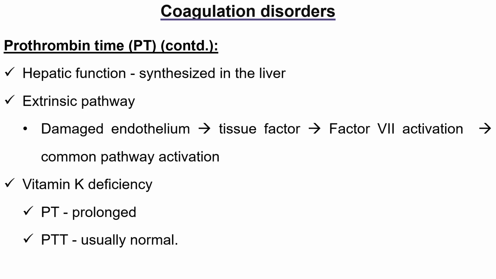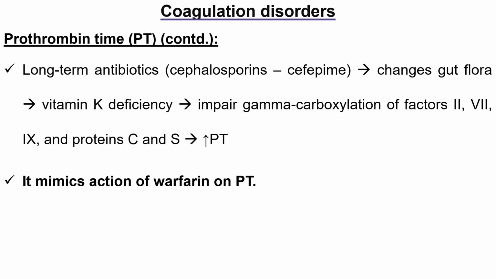Vitamin K deficiency leads to increased prothrombin time, whereas APTT or partial thromboplastin time is usually normal in vitamin K deficiency. A common scenario comes that if a patient is on long-term antibiotics like cephalosporins, cefepime, it changes gut flora that leads to vitamin K deficiency.